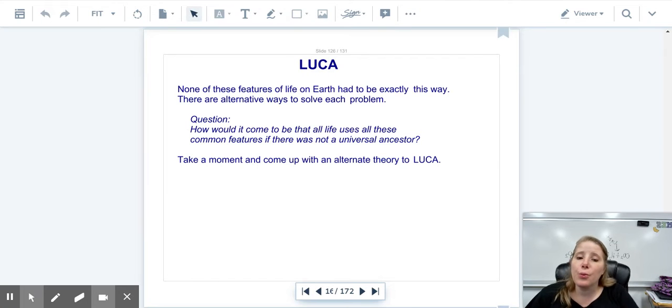None of the features on Earth would have been exactly this way. There were lots of problems that had to get overcome throughout time in different environments. So how would it come to be that all life uses all these common features if there was not a common ancestor? And that's a pretty good question, because if things all look the same, then they probably came from the same place, even if it was a long time ago.